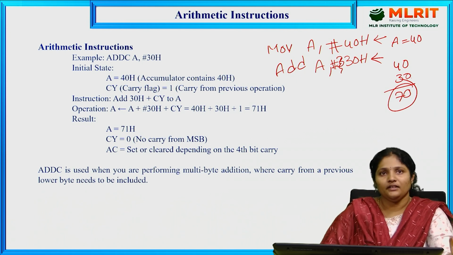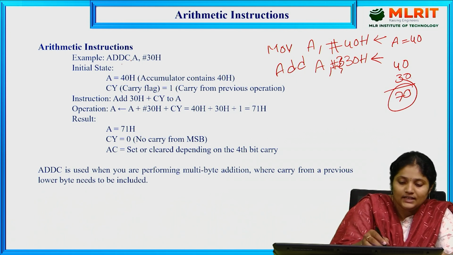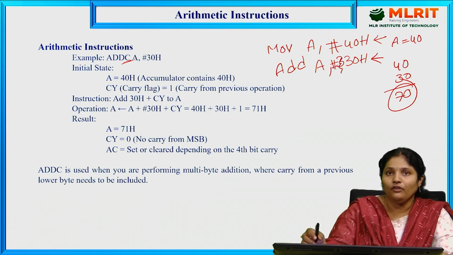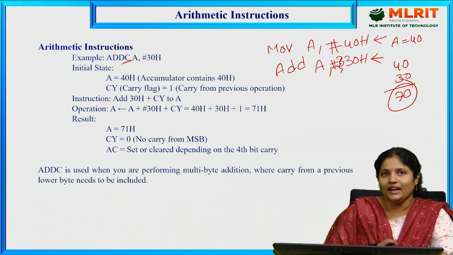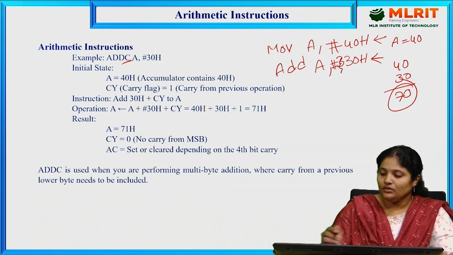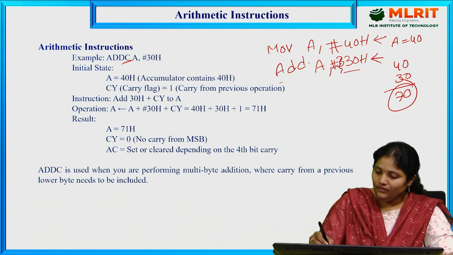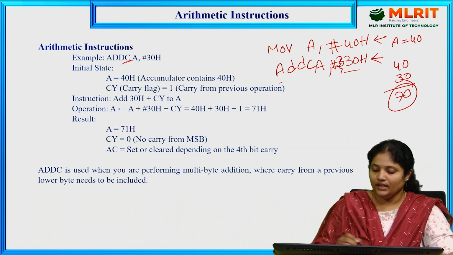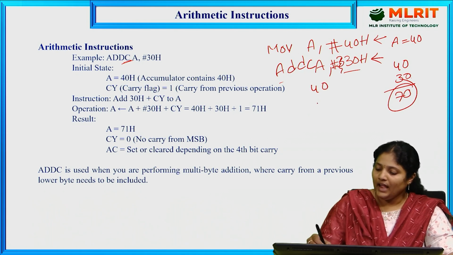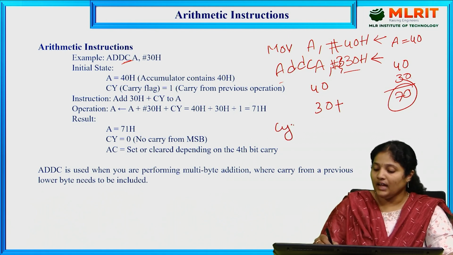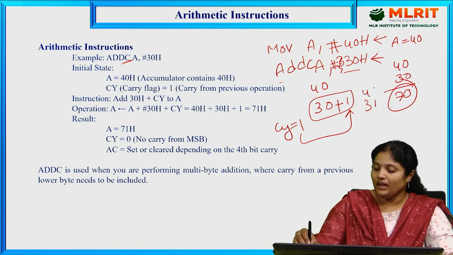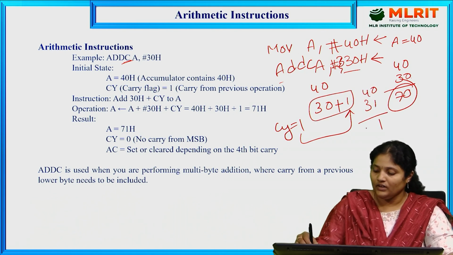But here we are using the C, carry. So before adding 30 to 40, the carry will be added to the 30. If I write ADDC over there, 40 will be added with 30, but before adding 30, we need to check the carry flag. If the carry flag is high, that 1 will be added here and it will become 31, and now the general addition operation will be performed.